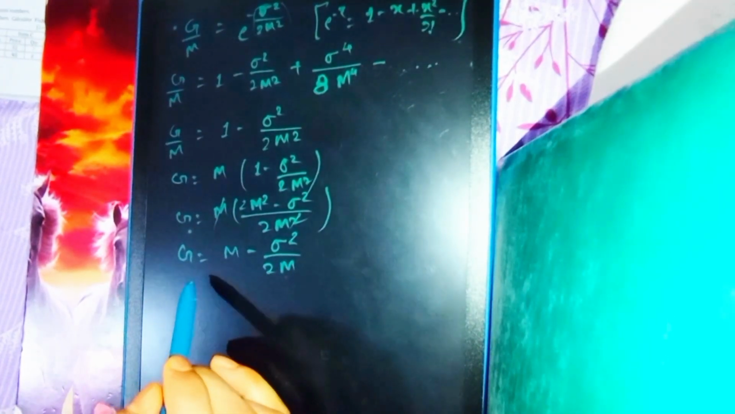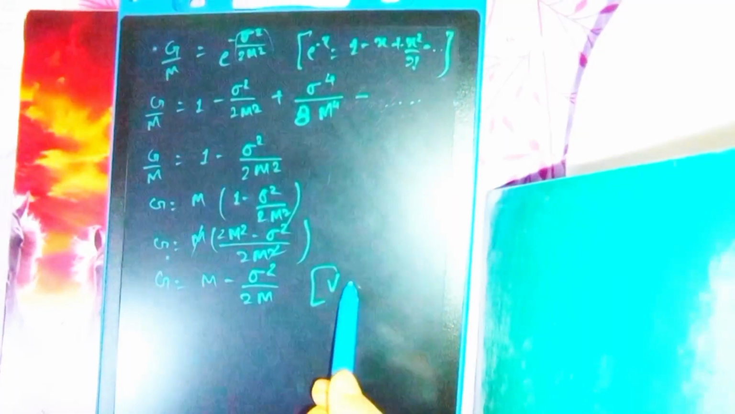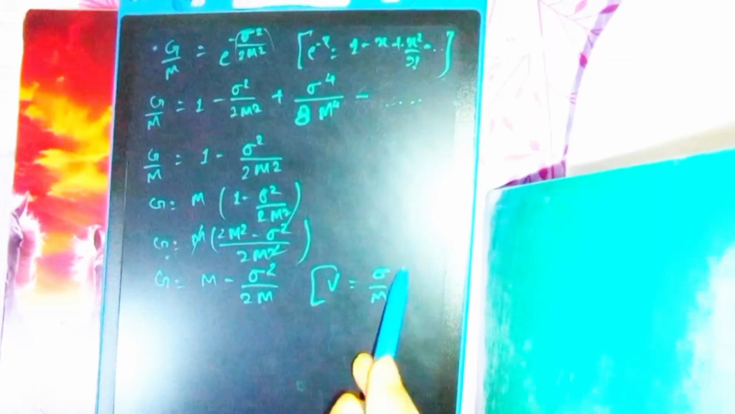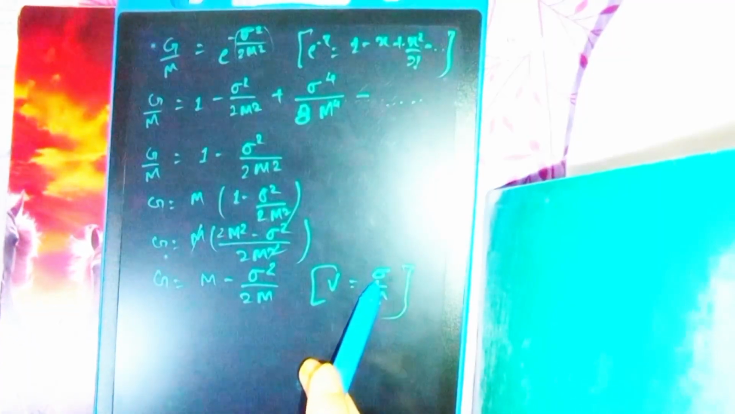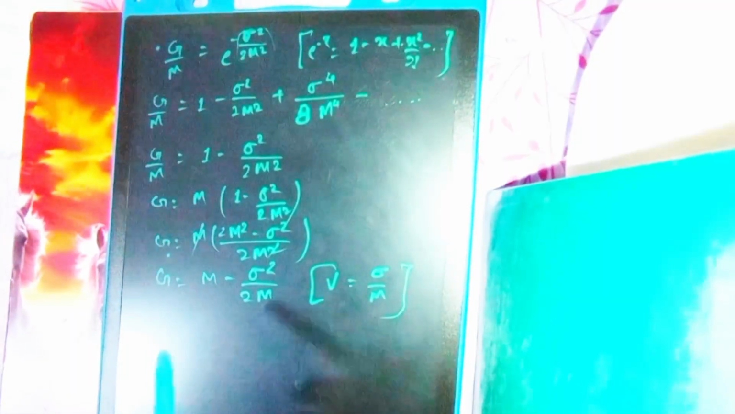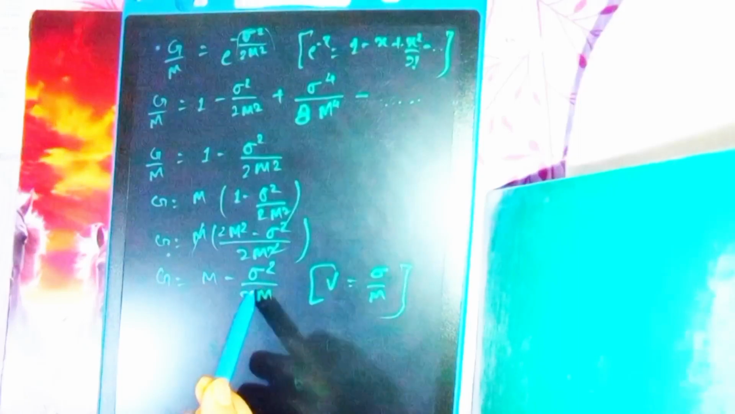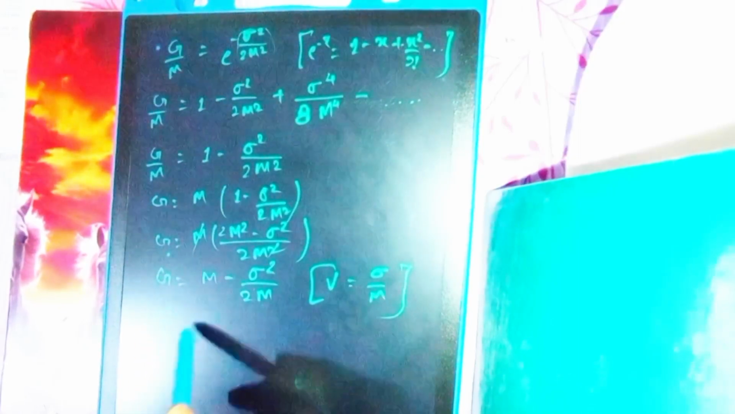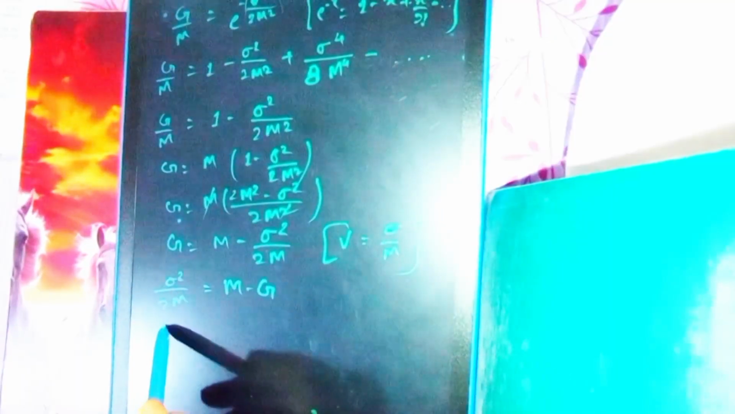Then we have to find out the value of the coefficient of variation v, which will be equal to sigma by m. Coefficient of variation means the standard deviation upon mean. So we have to find out standard deviation upon mean first. So we'll take this: sigma square by 2m is equal to m minus g, and sigma square by m is equal to 2 times (m minus g). If we multiply both sides by 1 by m, we will get 1 by m square and divide by m.